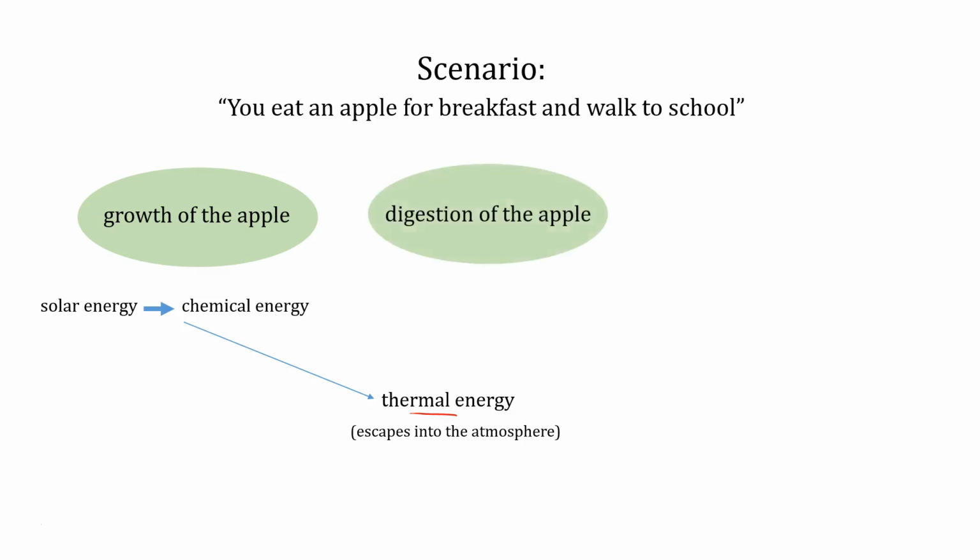Then there's the digestion of the apple. So the sugars are being broken down and they're being absorbed into your bloodstream. At this point, most of the energy is still in a chemical form, although there will probably be some energy lost through this whole process. So you might say there's some more energy lost to heat here.